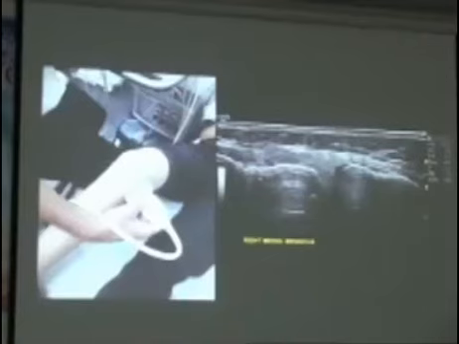With their knee slightly flexed. And you can see here, this is a normal appearing medial meniscus, so it's a triangular wedge-shaped structure.